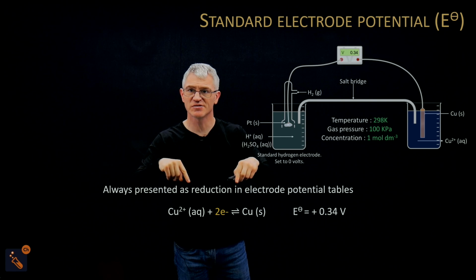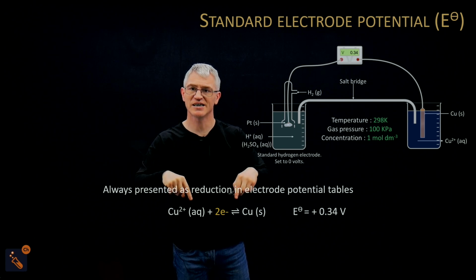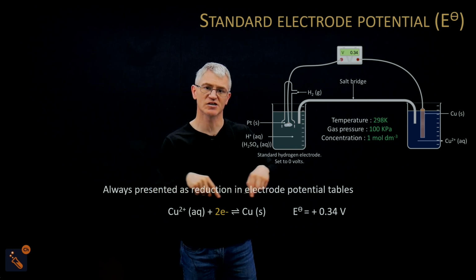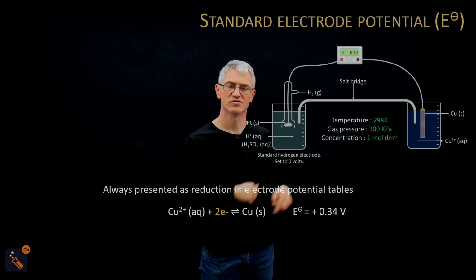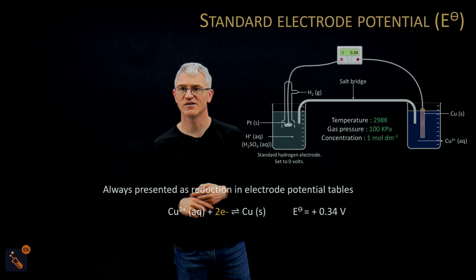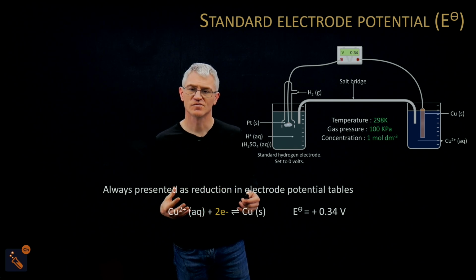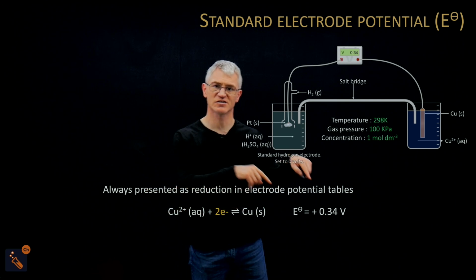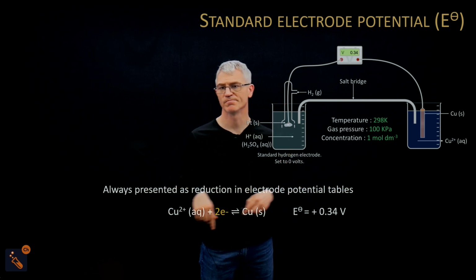Now they'll be presented to you as reduction in a table like this. So here is your equation, it's done as reduction, and here is your cell potential for that half equation. Now, that doesn't change if you change this into oxidation. So you go that way and you lose electrons. This doesn't change to minus 0.34, really important.